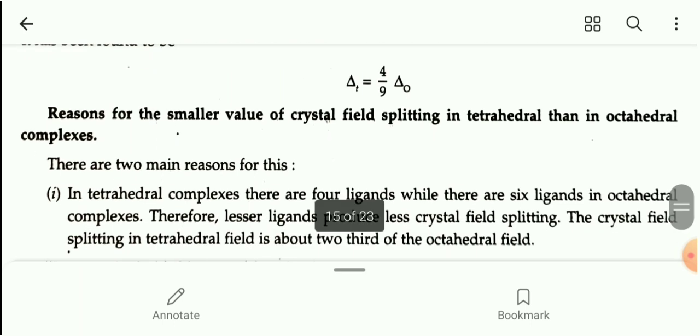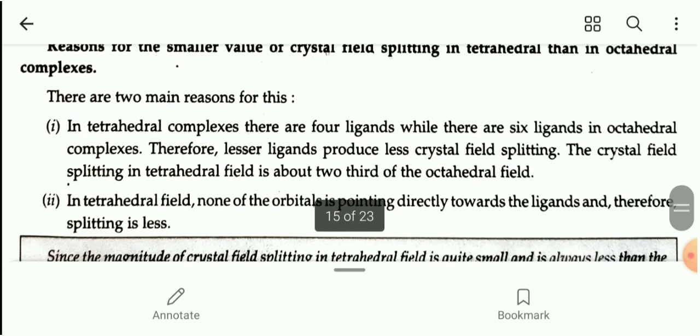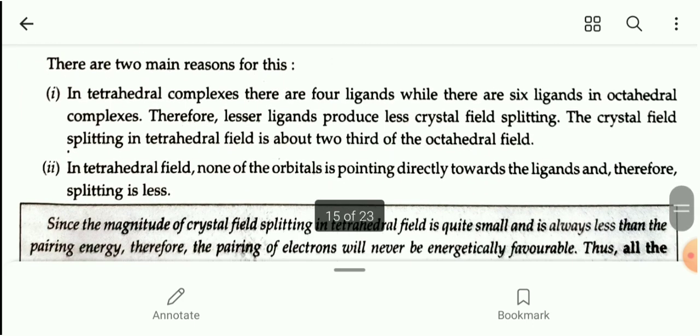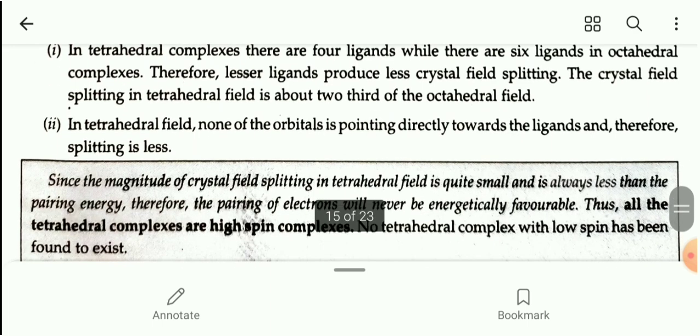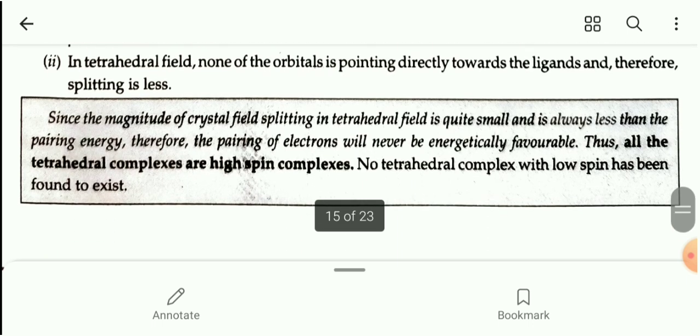Reason for the smaller value of crystal field splitting in tetrahedral than in octahedral complexes. There are two main reasons for this. First, in tetrahedral complexes, there are 4 ligands while there are 6 ligands in octahedral complexes. Therefore, fewer ligands produce less crystal field splitting. The crystal field splitting in a tetrahedral field is about 2/3 of the octahedral field. Second, in a tetrahedral field, none of the orbitals is pointing directly towards the ligand and therefore the splitting is less.